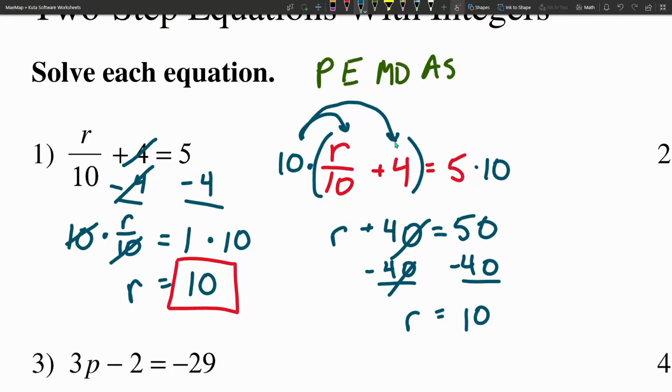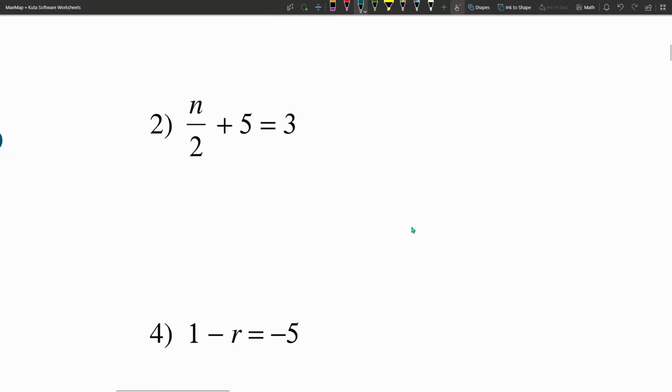So let's continue on to number 2. In number 2, we have n divided by 2 plus 5 equals 3. What are we going to do first? We're going to move this 5 to the other side so that we can begin to isolate our variable.